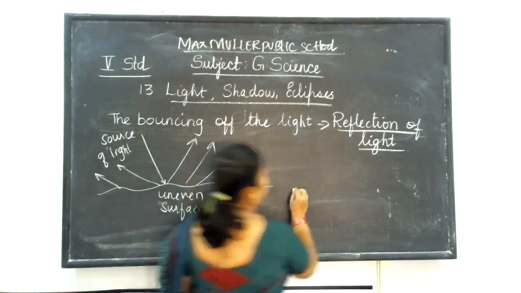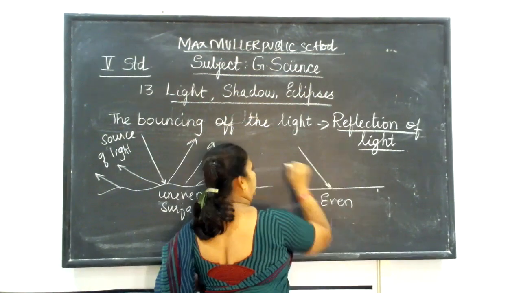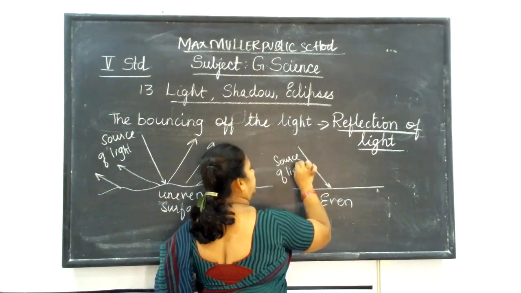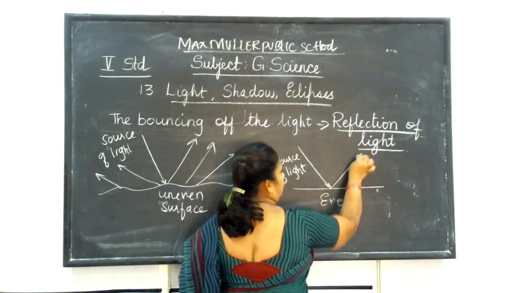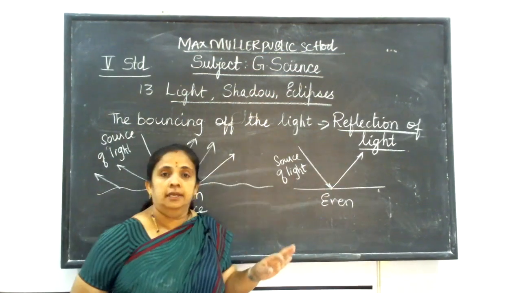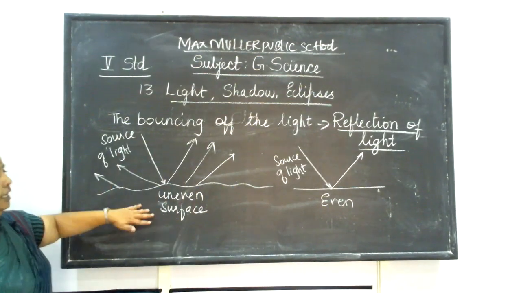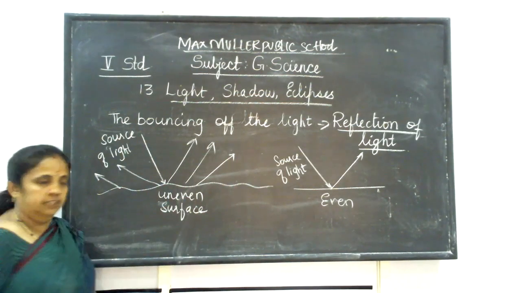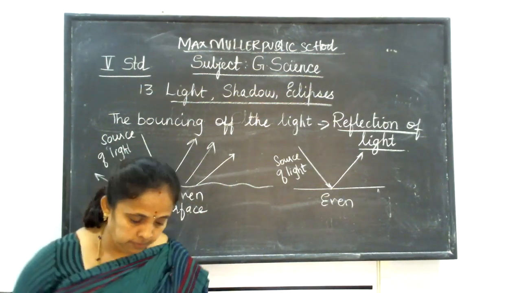On the other hand, if the surface is even or smooth, when the source of light falls on it, it will go in only one direction. The image formed will be good and clear. We get a good image, so we call it regular reflection of light. Here, because of the uneven surface, it scatters and spreads, so we call it irregular reflection of light. Understood, all of you? Yes.